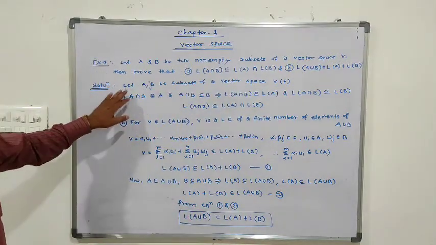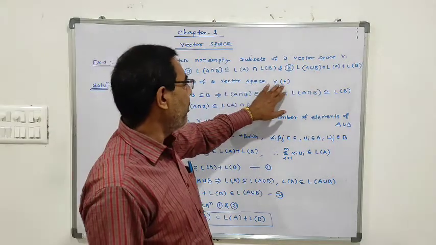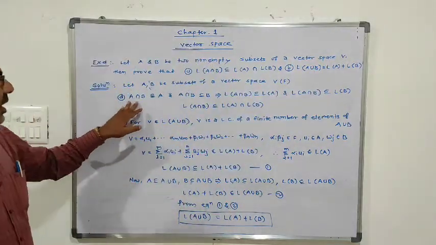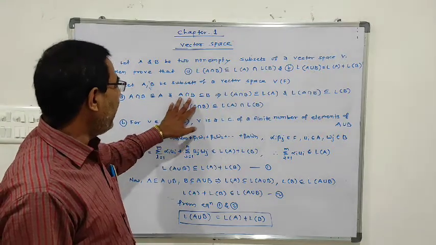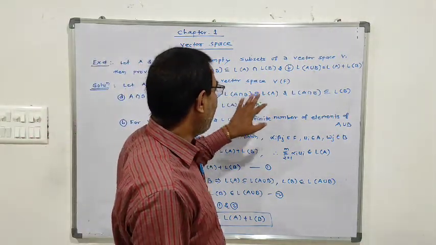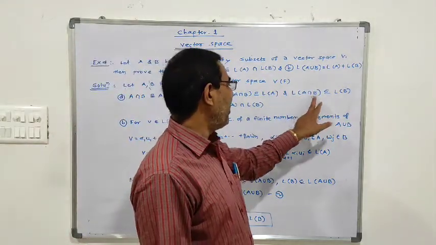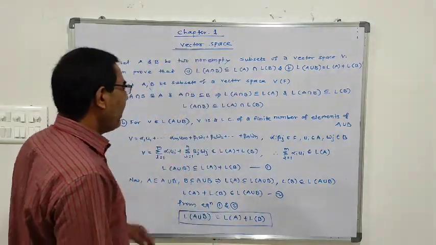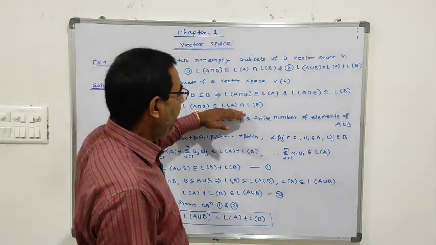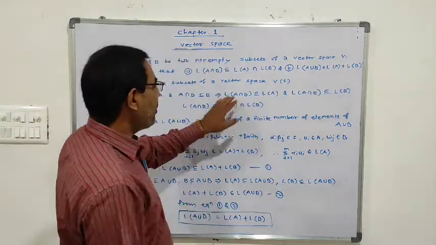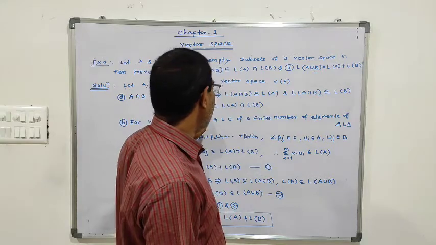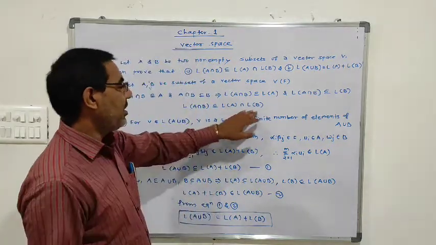Let A and B be two non-empty subsets of a vector space V. Then first, A intersection B is a subset of A, and A intersection B is a subset of B. That implies the linear span of A intersection B is a subset of the linear span of A, and the linear span of A intersection B is a subset of the linear span of B. So from these two statements, the linear span of A intersection B is a subset of the linear span of A intersection the linear span of B.